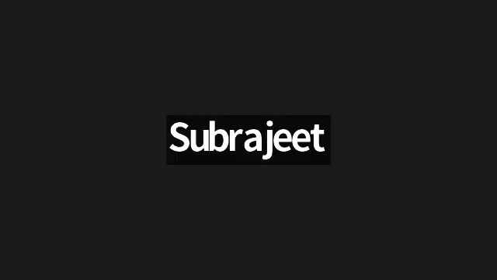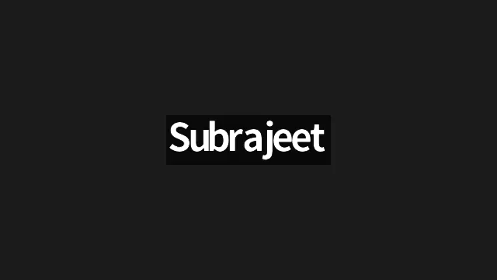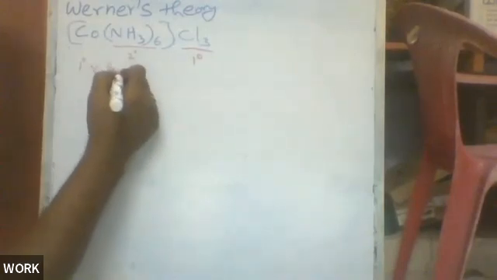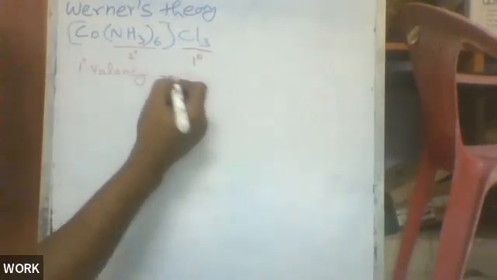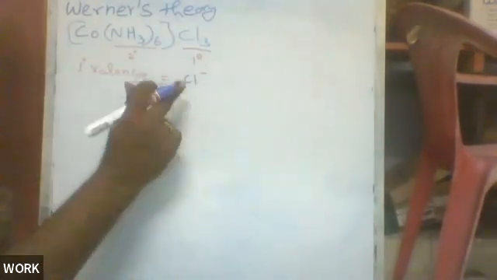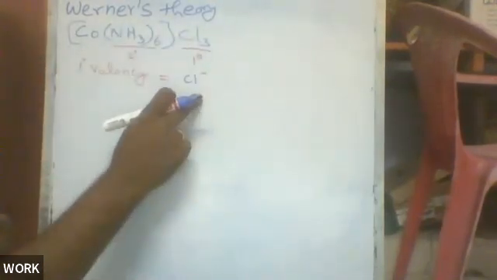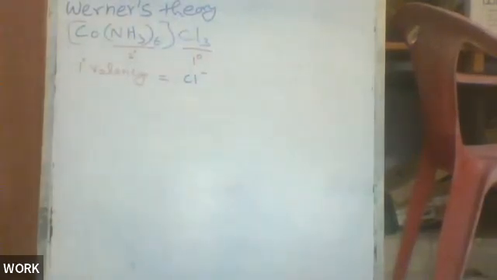The 3 Cl is the primary valency. Which is the secondary valency? Sir, inside the coordination sphere, the NH3. This will be the secondary valency. The primary valency is your Cl minus, so it will be ionizable. They are non-directional. It indicates the oxidation state of the metal atom. You tell me, what is the oxidation state of this metal atom?